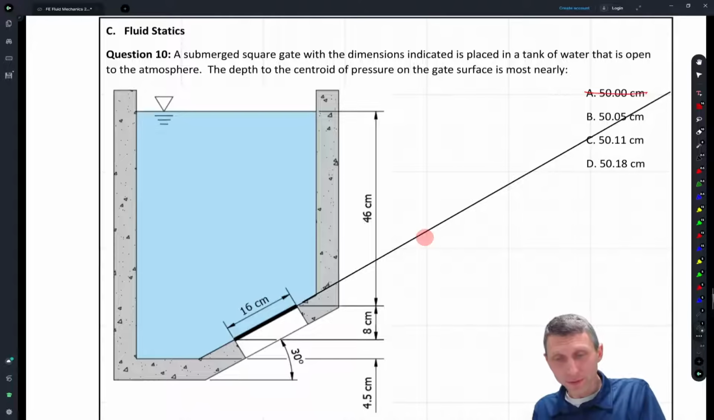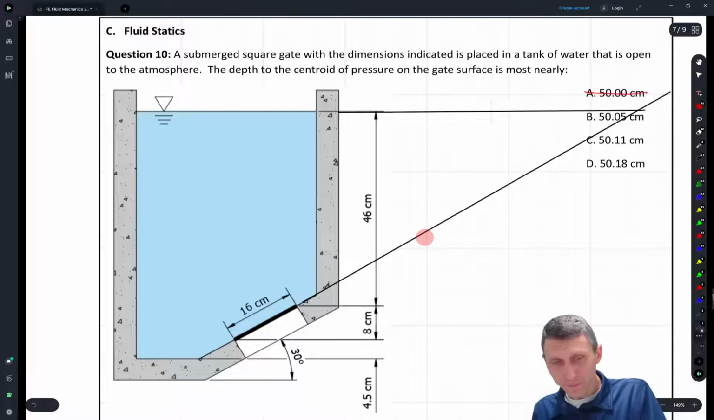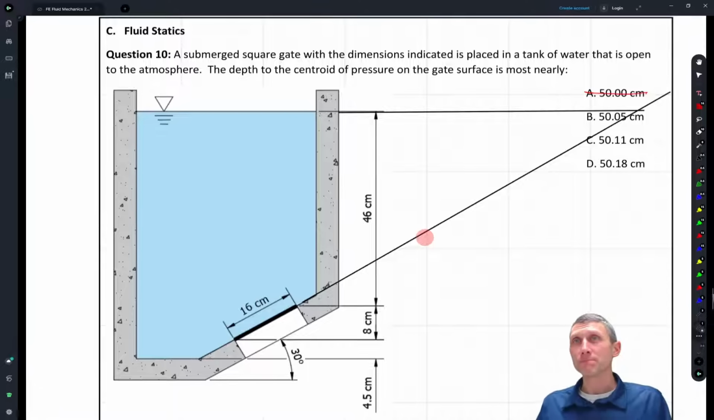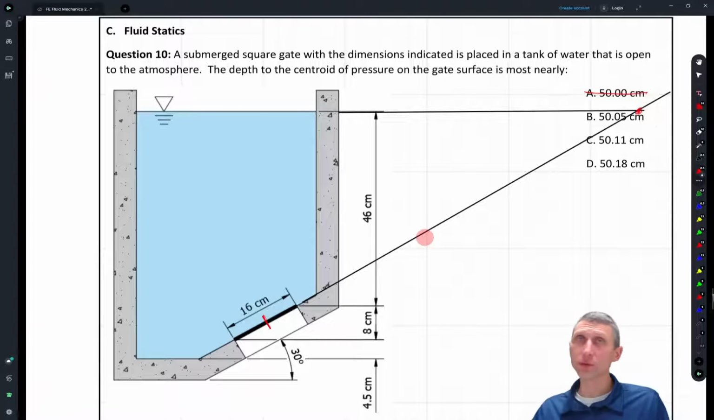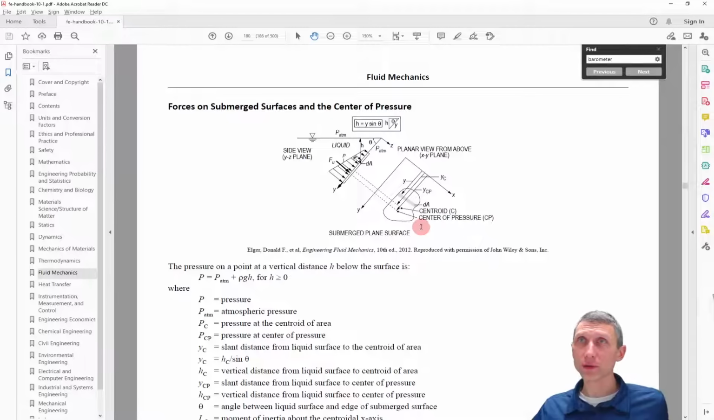Okay, and then if we have another line that extrapolates out here, we're going to come up with a distance. What's the distance to the center of the plate? If we come back, what we see here is the yc, the y of the centroid. The ycp is the slant distance to the center of pressure, but yc is the slant distance from the liquid surface to the centroid of the area. Did I say that right?